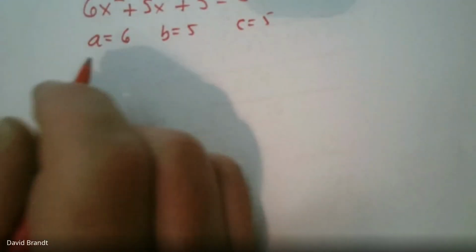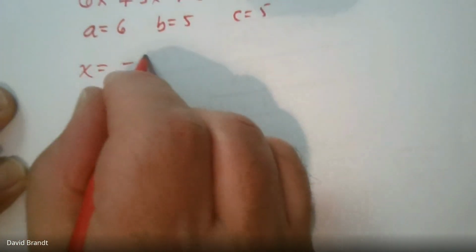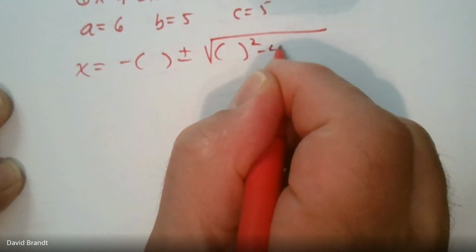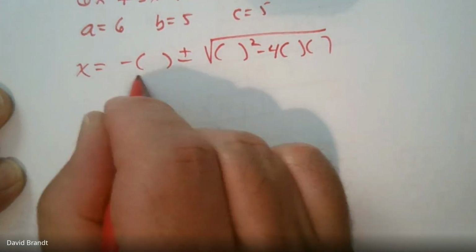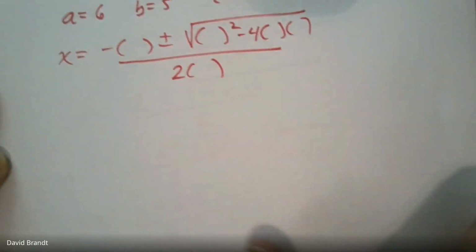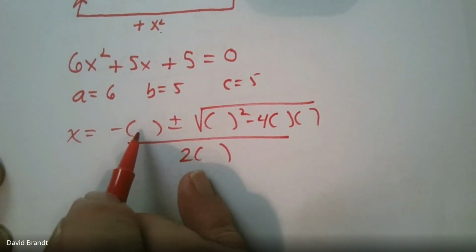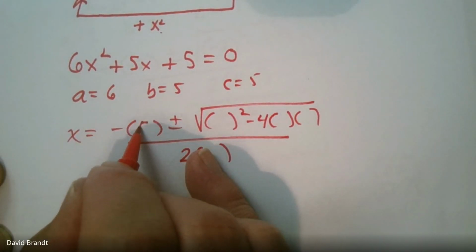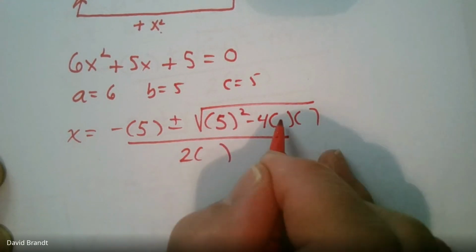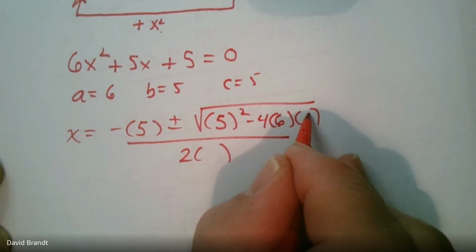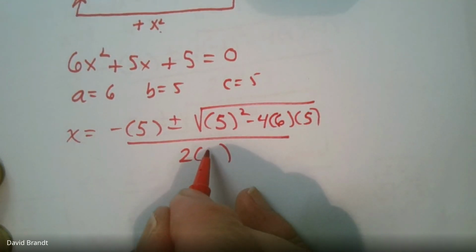So let's write down the quadratic formula. X equals -b plus or minus the square root of b squared minus 4ac all over 2a. All right, so what are you going to put here? You're going to put b here, b. Here is a, here is c, and here is a.